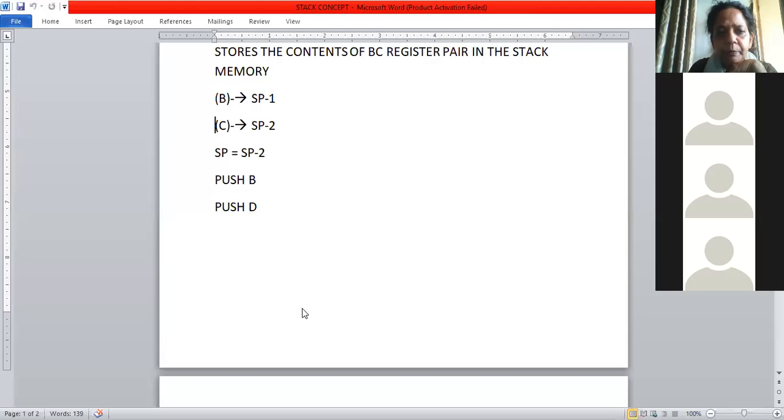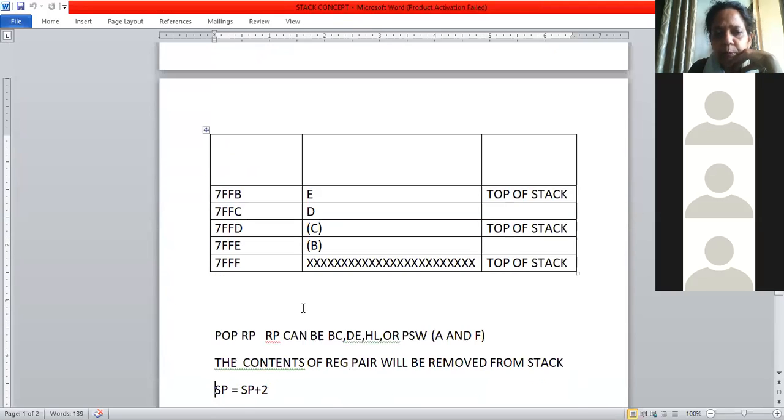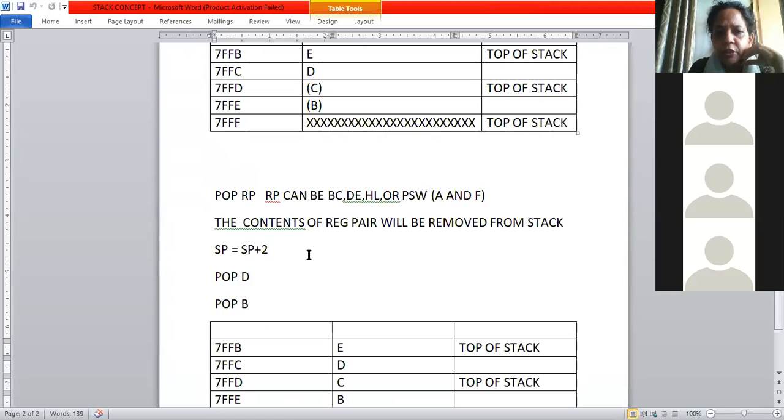I hope you have understood the concept of push and pop. Okay, now exactly opposite to push, you have the pop instruction. So the general format of the pop instruction is pop and then you have to write the register pair name, which can be either BC, DE, HL or PSW. So it will be pop B or pop D or pop H or pop PSW. Okay. So here the contents of the register pair will be removed from the stack.